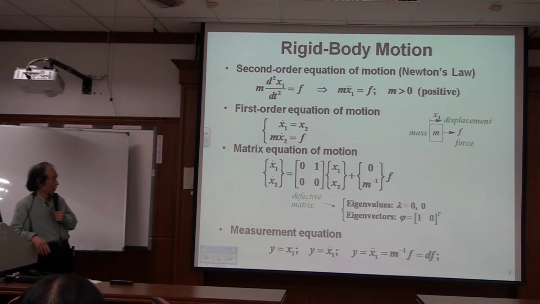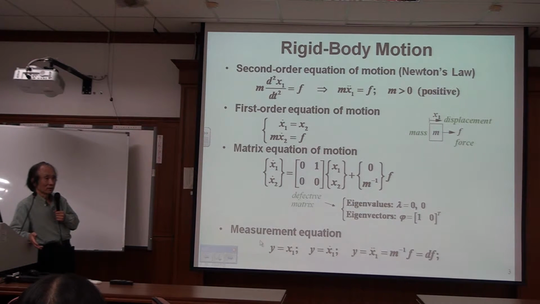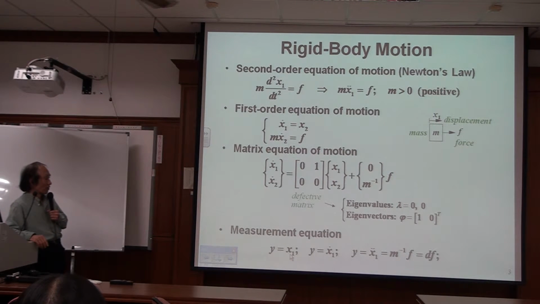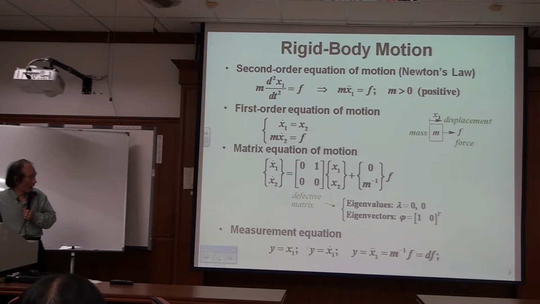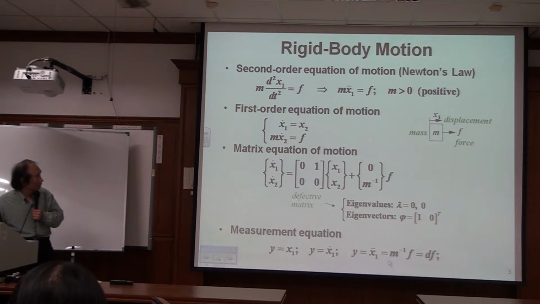Now assume your measurement happens to be not volts, not amps. You can convert to meters, centimeters. So in the control area, all measurement equations we call y equations. Now if you have a displacement measurement, then y equal to x1. You have velocity measurement, then y equal to x1 dot, that means x2. You have acceleration measurement, y equal to x1 double dot, right?